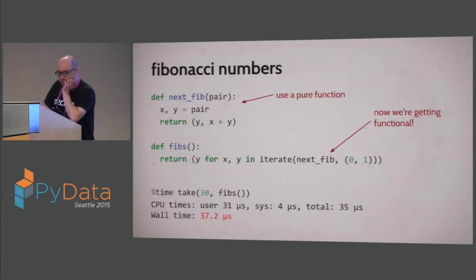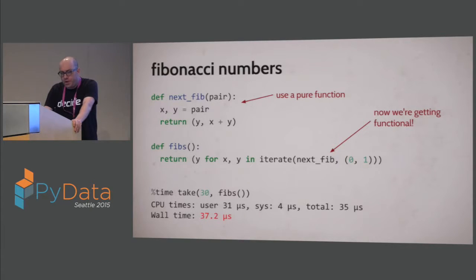So here's another approach. Given a pair of numbers, x and y, or a and b as we called them before, the next Fibonacci after them, we can represent it as the pair y and x plus y. So this is kind of what we were doing before with the while loop, but with no mutation. This is like a pure function that takes an input and spits out an output.